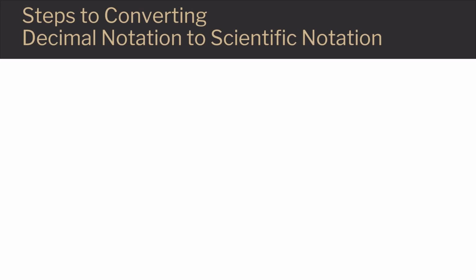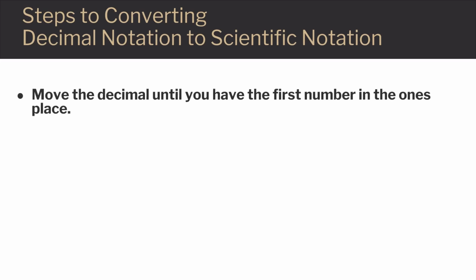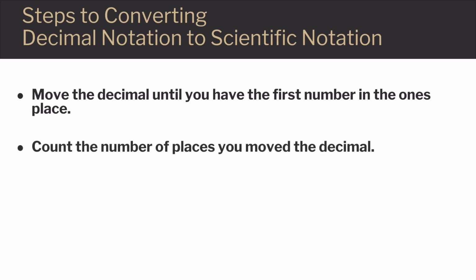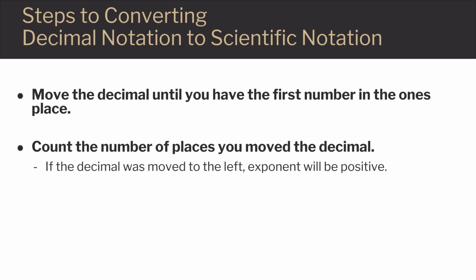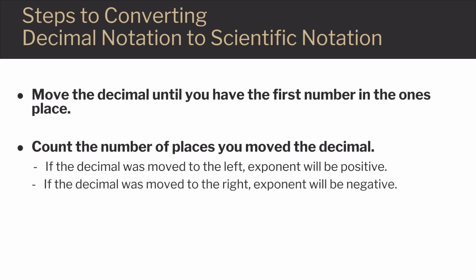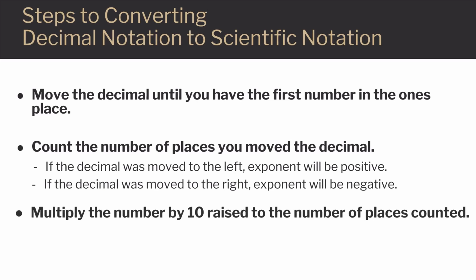Next, let's look at the steps to converting decimal notation to scientific notation. The first step is to move the decimal until you have the first number in the ones place, and all the other numbers are after the decimal. Next, count the number of places you moved the decimal, either to the right or to the left. If the decimal was moved to the left, the exponent will be positive. If the decimal was moved to the right, the exponent will be negative. Finally, write your number out, then multiply the number by 10, raised to the number of places counted.